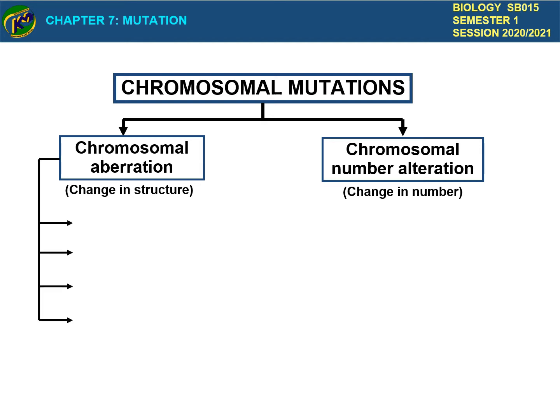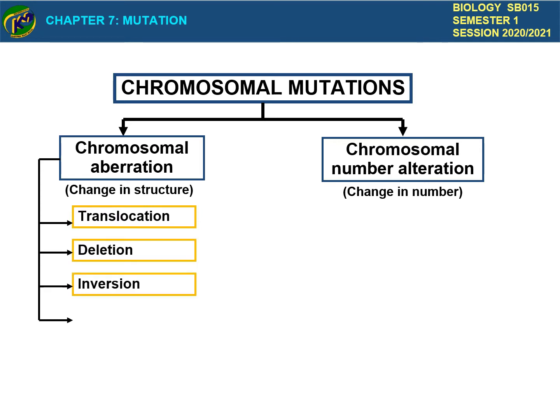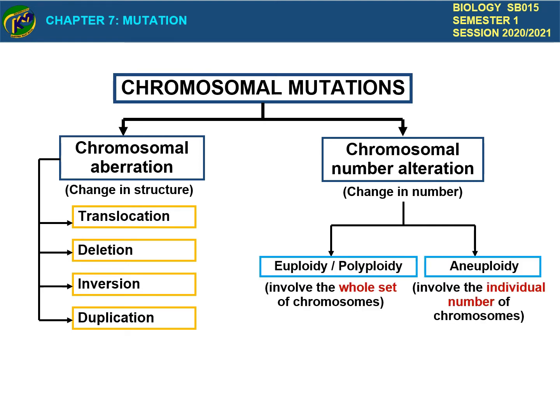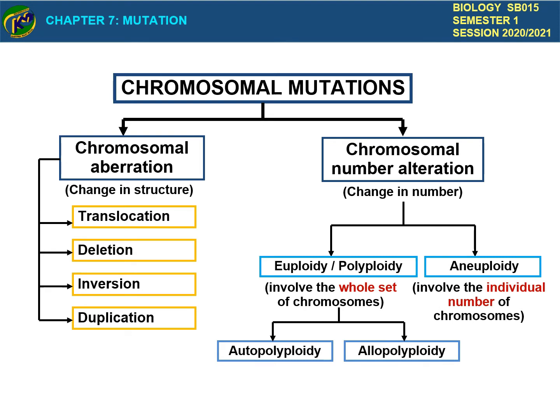Chromosomal aberration is classified into translocation, deletion, inversion, and duplication. For chromosomal number alteration, it is classified into euploidy, or also known as polyploidy, and aneuploidy. Euploidy involves the whole set of chromosomes, while aneuploidy involves the individual number of chromosomes. Euploidy has two classes, autopolyploidy and allopolyploidy.